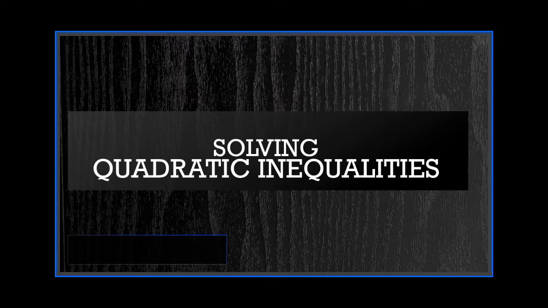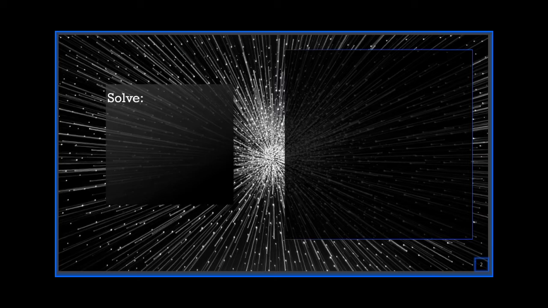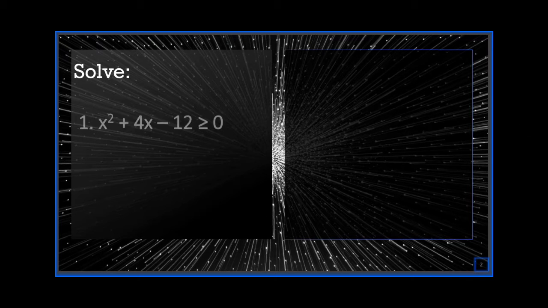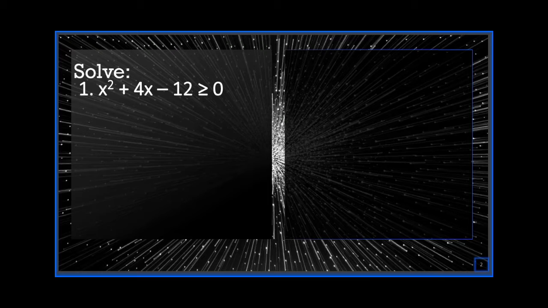Hello everyone! This is now the second part of our topic, Quadratic Inequalities. And ngayon ay magsosolve na tayo ng mga inequalities. And tuturo ko sa inyo ang pinakasimpleng way to solve quadratic inequalities. So let us start with our first example. Solve x squared plus 4x minus 12 is greater than or equal to 0.